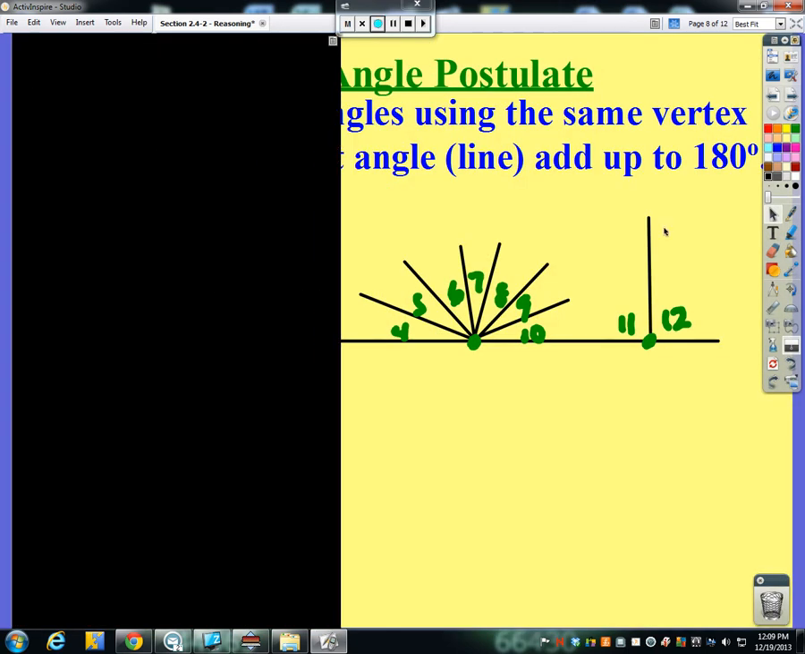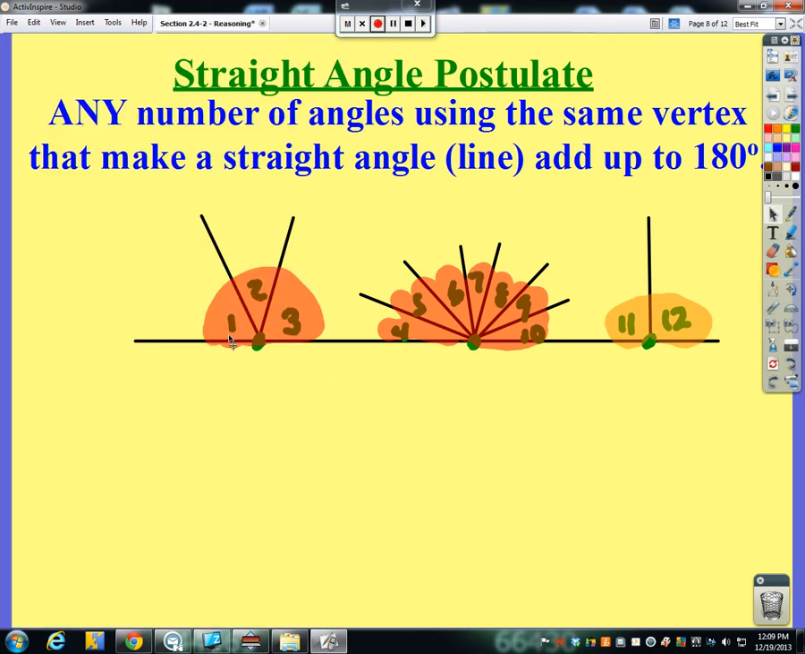Likewise, if we just looked at that part right there, then angles 4, 5, 6, 7, 8, 9, and 10 all add up to 180 because they use the same vertex. And angles 11 and 12 add up to 180. But some people might look at this and go, well, angles 1 through 12 all have to equal 180 because they're all on the same line. But they all use different vertices. So that's the main difference. Each of these 3 sets is 180 degrees by themselves, not all together.